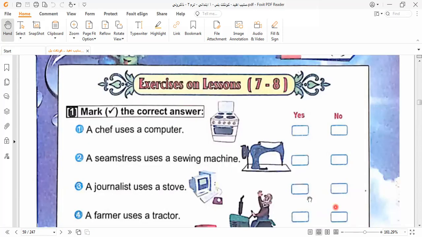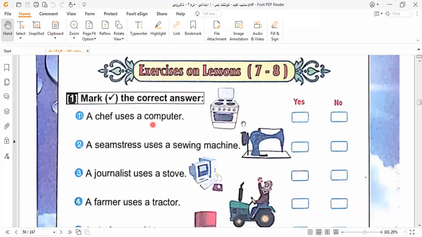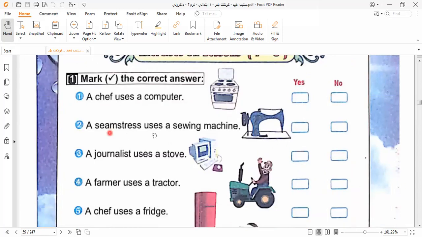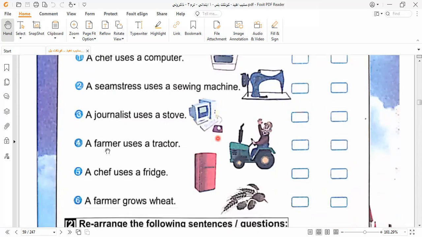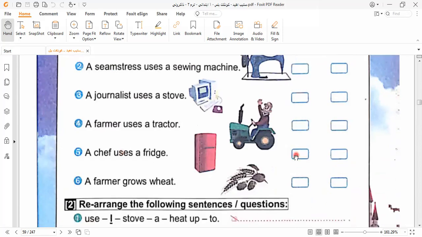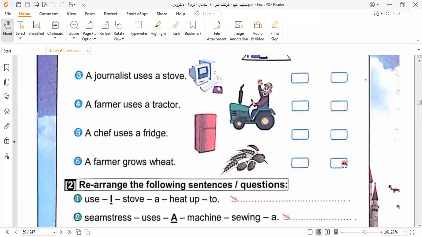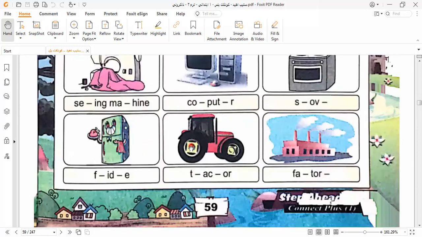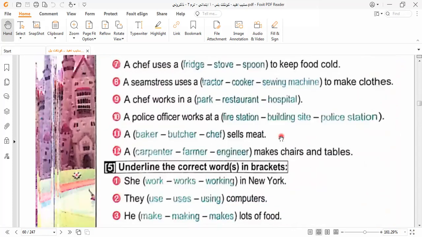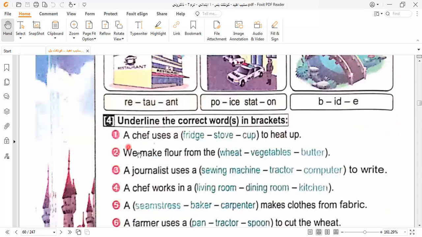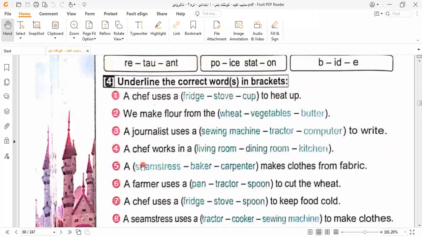Let's go and answer this question. A chef uses a computer. This is wrong. No. A seamstress uses a sewing machine. Yes. A journalist uses a stove. No. A farmer uses a tractor. Yes. A chef uses a fridge. Yes. A farmer grows wheat. Yes. Okay, I will leave the rearrange exercise as homework. I will answer some of these questions, three questions and six sentences, and the rest will be homework.